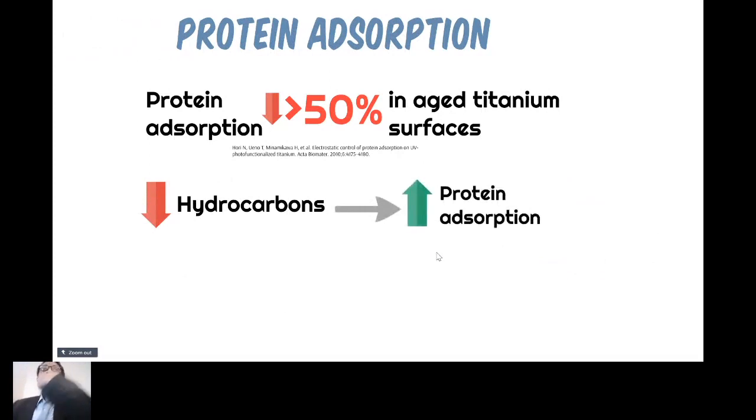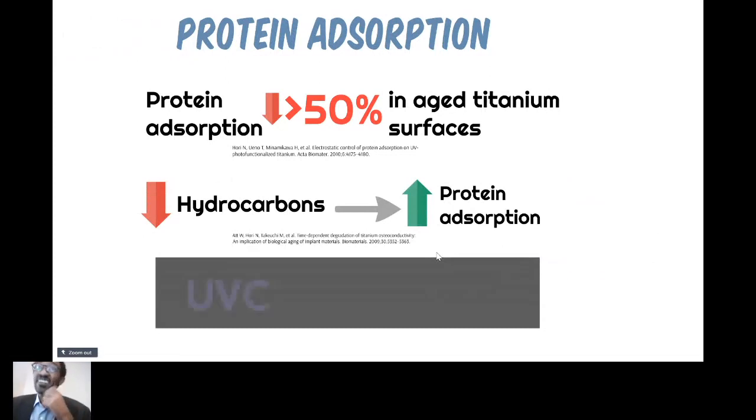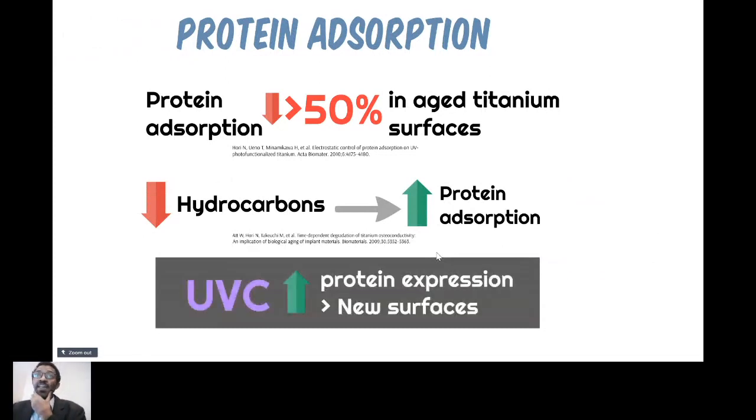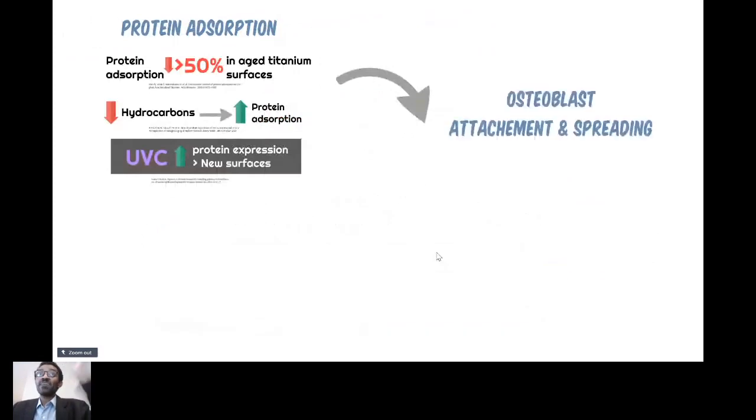There are also other previous researches. They found that with lower hydrocarbons you get more protein absorption, for the same reason that these hydrocarbons occupy a lot of the surface of old implants. Therefore, when I use UV light, UVC to be specific, I have more protein expression, even more than on new surfaces. It doesn't just reverse the aging process of the implant surface; you actually have more protein absorption than on the new surface that was just made. So this was the first effect: more protein absorption.